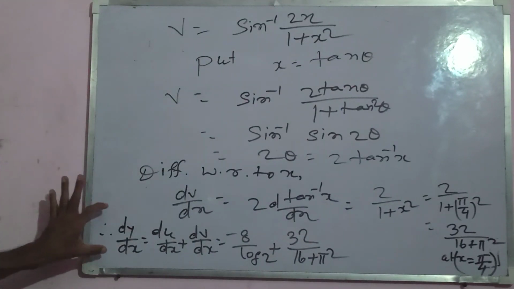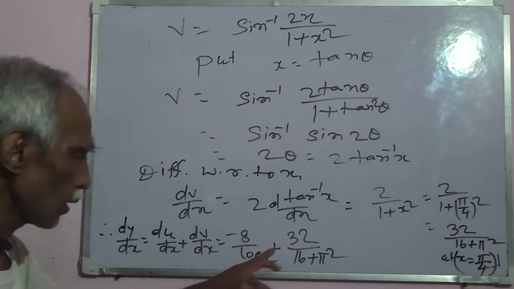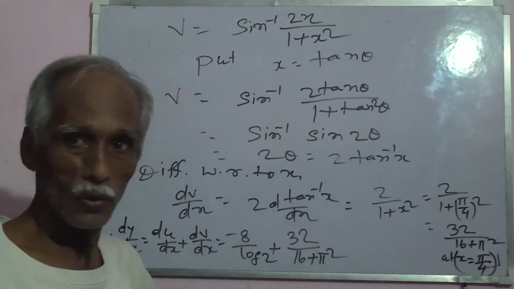Finally, therefore, du by dx plus dv by dx is equal to minus 8 by log 2 plus 32 by (16 plus pi square).